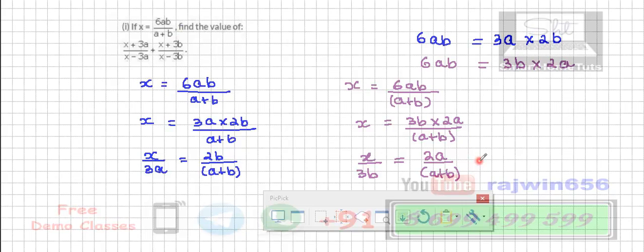I want you to copy down this part first. The blue part you are going to copy down. You will do the operation of componendo and dividendo to get this first. The first part of this, what is asked, you'll name that as equation number 1.